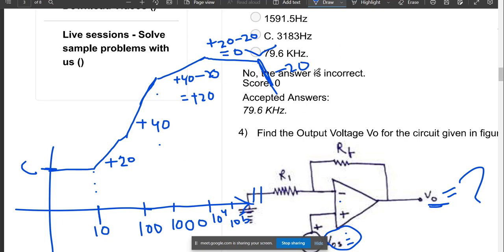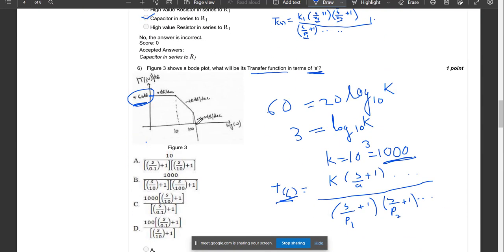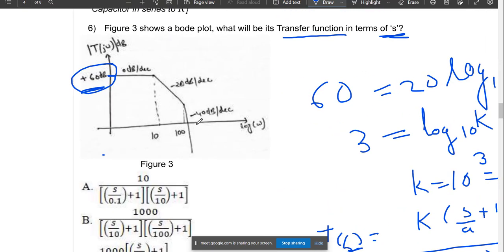So this is how a Bode plot goes. Were you able to understand what happened here? Yes, ma'am. Okay, very good. What about others? Others, did you understand what happened? Yes, ma'am.